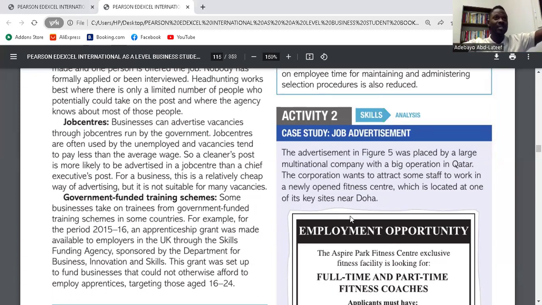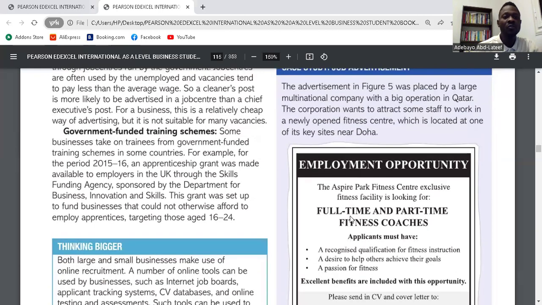There are websites and job centers where each company places its advertisement. Anybody seeking employment would go to the website to see which companies need employees. Government funded training schemes: some businesses take on trainees from government funded training schemes in some countries, for example.